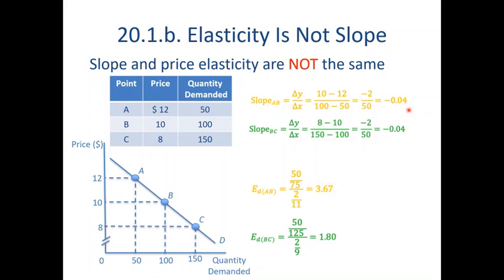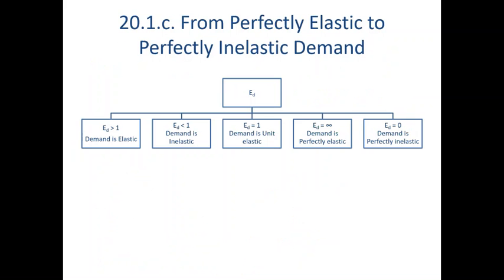So notice that whereas the slope of a straight line does not change, the elasticity of demand along a straight line changes from one point to the other. So as you can see, elasticity between A and B is bigger than the elasticity between B and C.